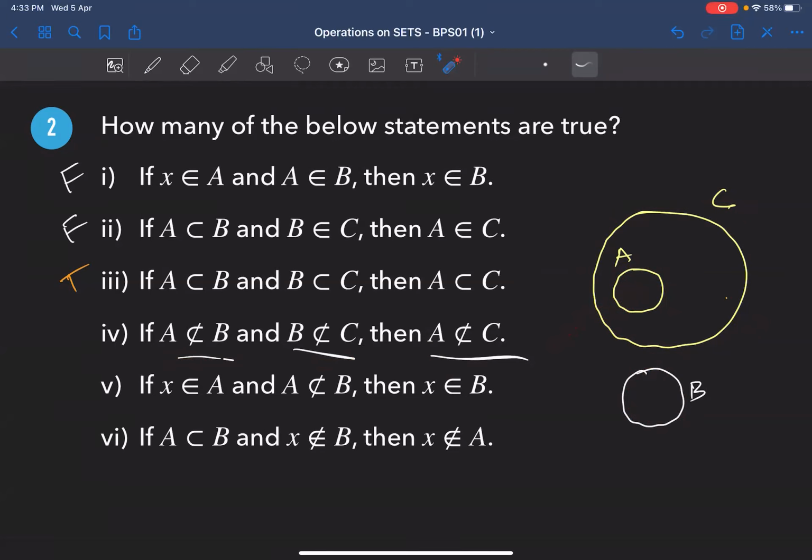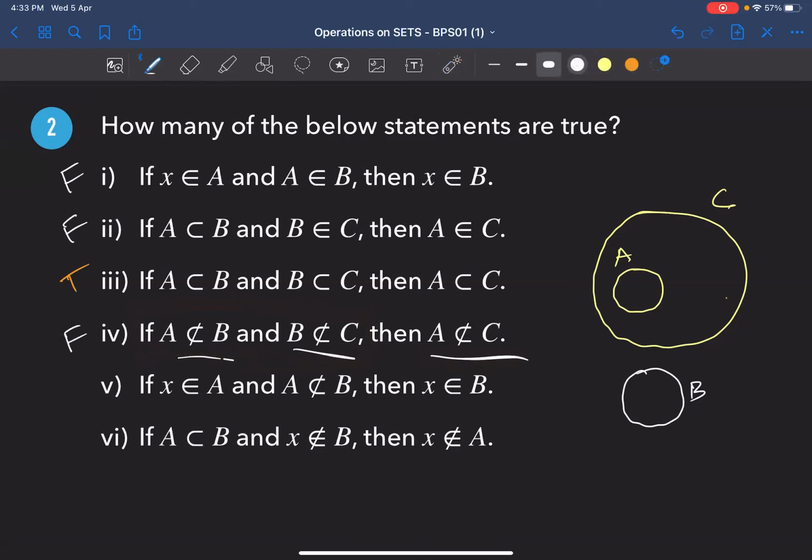Right. See, if this statement has to be true, then what will happen? If this is true, then this must be true. Only then this statement is true. Or alternatively, if this is false, then I can't say anything. Okay, we will study about this if-then later in detail. Okay, sir. You understand? So I think this should be a false statement. Okay.